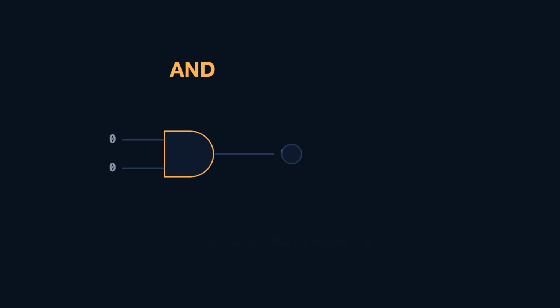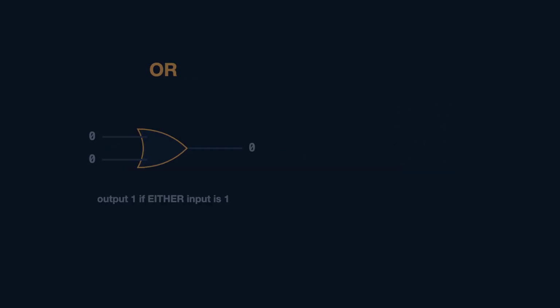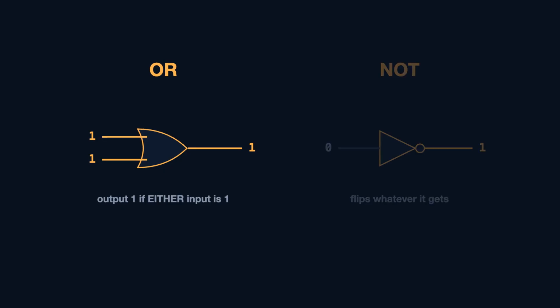The AND gate outputs 1 only if both inputs are 1. Both switches on, current flows. Either one off, nothing. The OR gate outputs 1 if either input is 1, and the NOT gate just flips whatever it gets. 0 becomes 1, 1 becomes 0.